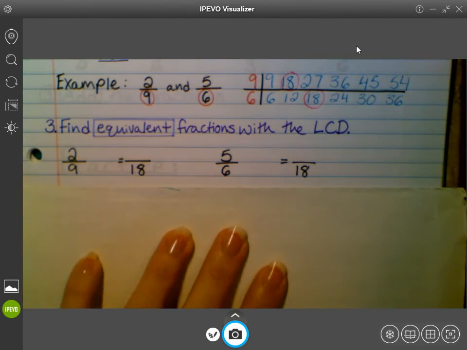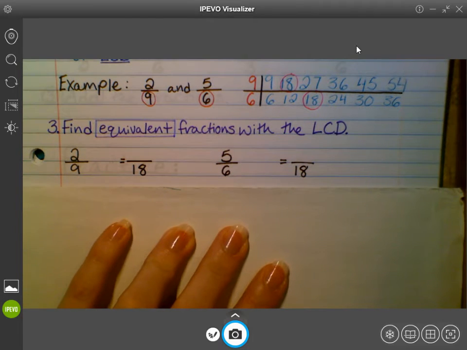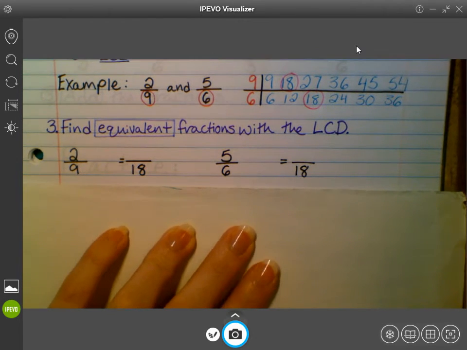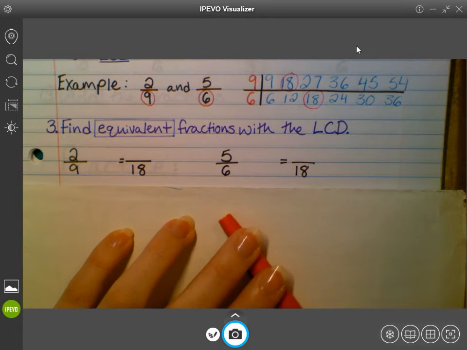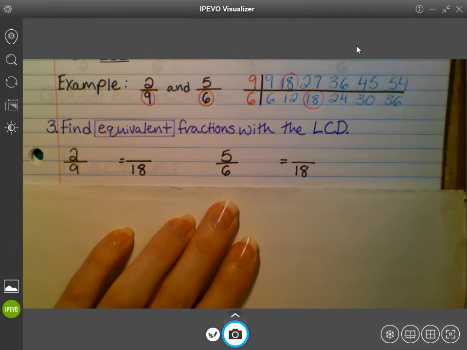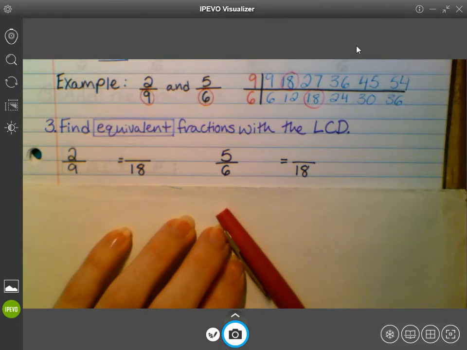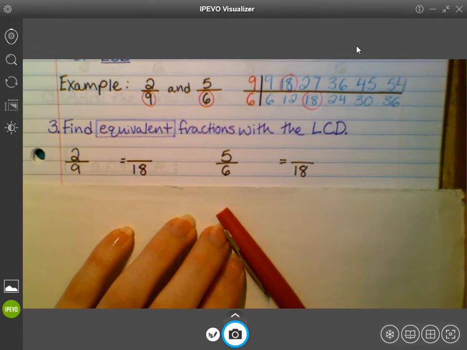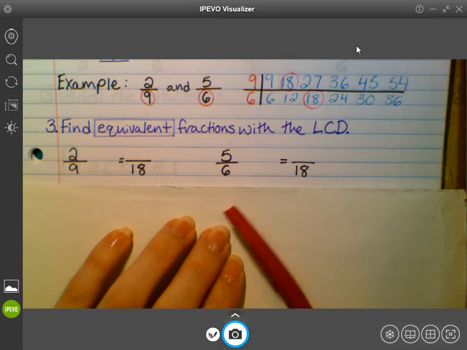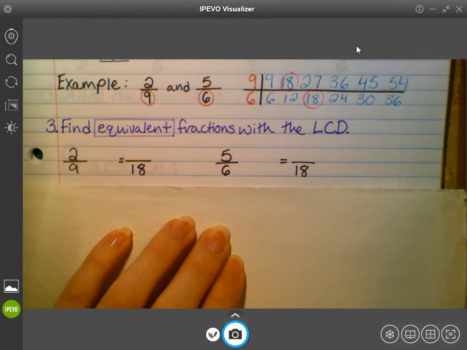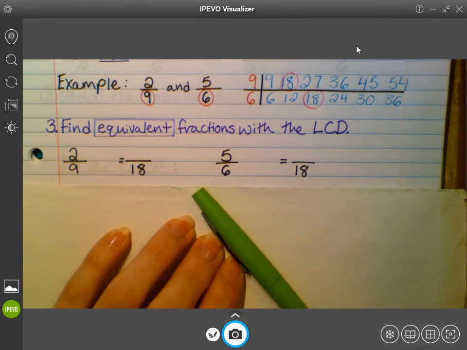I'm going to get out my red pen. Actually, I'm going to get out my pink pen. Okay. That's what I'm going to do.